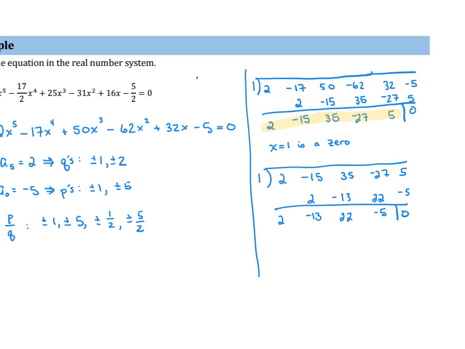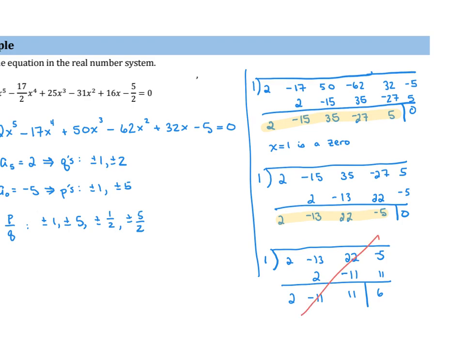So now we can focus on 2, negative 13, 22, negative 5. Let's check 1 yet again. It might have multiplicity of 3. So 2, negative 13, 22, negative 5. Bring down the 2. 1 times 2 is 2. That's going to be negative 11. Multiply, add, and the luck has run out, it is not a 0 again. So let's move on and let's go down the list.